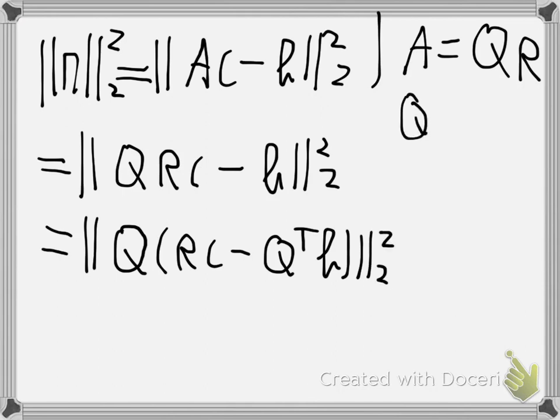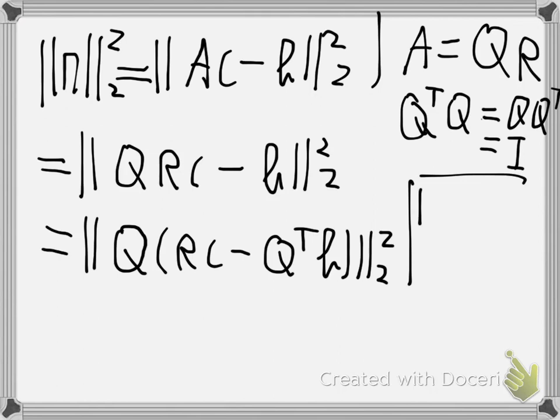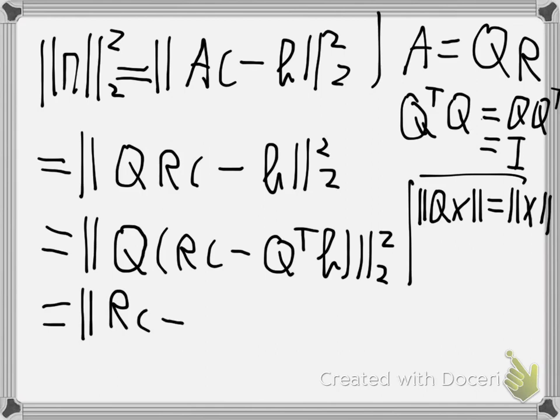So Q transpose times Q should be equal to the identity matrix. And we also know that an orthogonal matrix doesn't change the length. If you apply some orthogonal matrix to a vector x, the length remains the same. So this is equal to the length of RC minus Q transpose B.